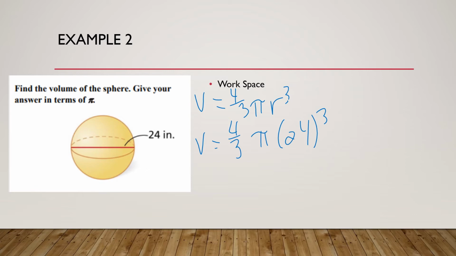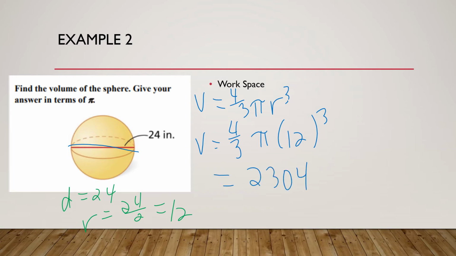Right, did you guys check that? 24 is not my radius, 24 is my diameter. So in this case, our diameter is 24. So our radius is going to be half of that. That's going to be 12. Good catch. So 12 cubed. We're going to do that math, and we end up with 2,304 pi, and this time it's inches, and since it's volume, it is cubed.